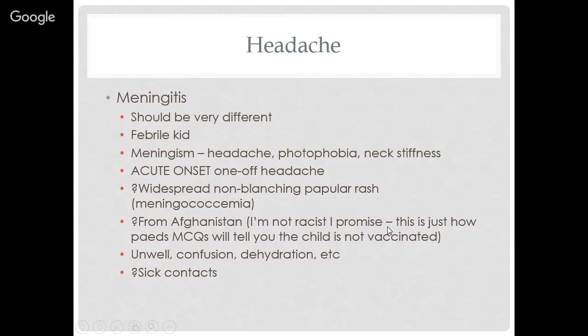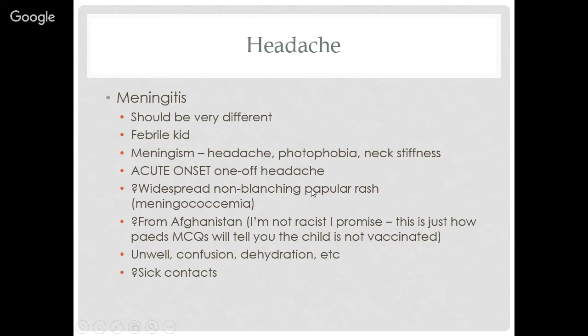And then lastly, meningitis. This is the one that has a fever. The meningism triad as well, of headache, photophobia, neck stiffness, plus fever. This is an acute onset one-off headache. So they haven't been going on with bacterial meningitis for 3 weeks. It's a recent kind of thing.